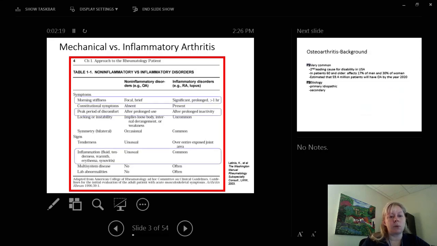I squared off the most common. So morning stiffness is very common. It's prolonged in rheumatoid arthritis and lupus, whereas with osteoarthritis, it usually goes away.